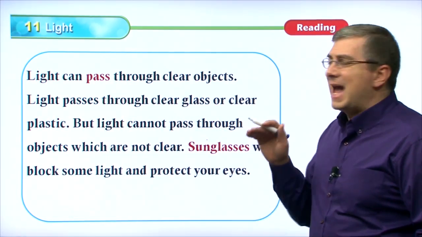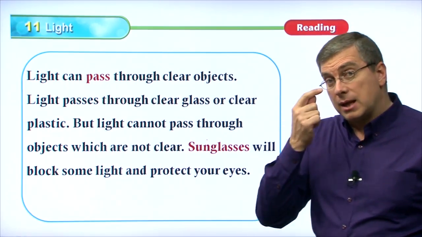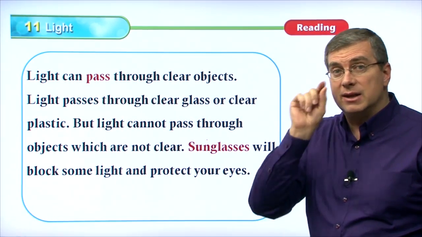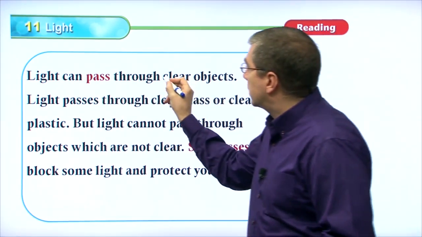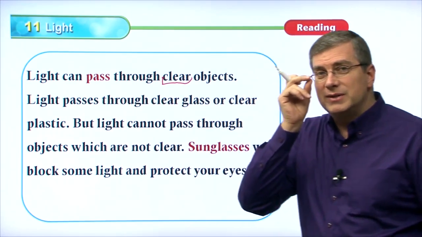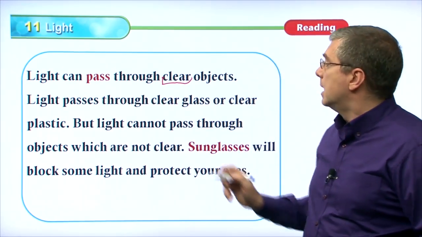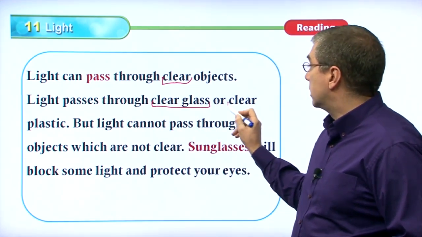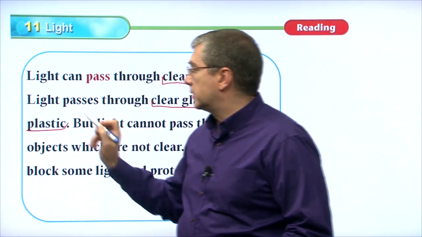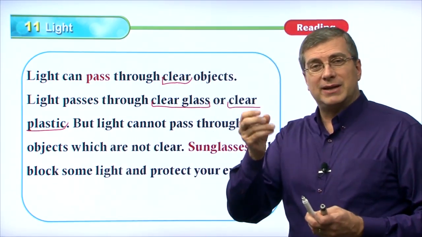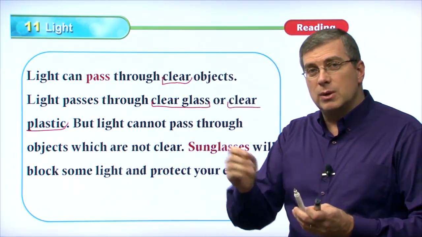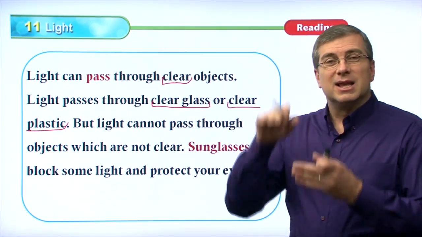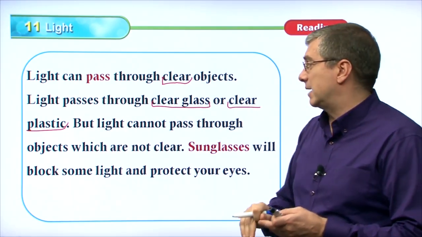Now, light can pass through clear objects like my glasses. The glass in my glasses, light can pass through very easily. They're very clear. Clear means I can see through them. Light passes through clear glass or clear plastic. Plastic can be clear too. If the plastic has no color, you can see through it. It is clear.